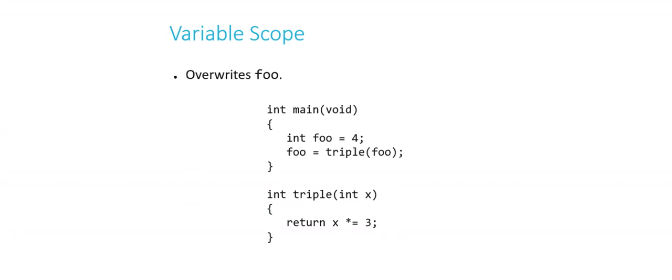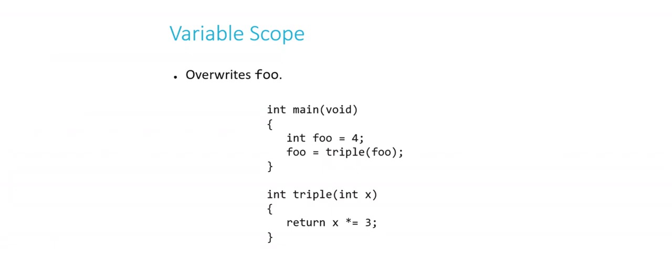Here, though, a very subtle difference, this does have the effect we want. Do you see why? We're overwriting foo in main this time. So int foo equals 4, foo equals triple foo. When we make that call, triple gets its own copy of foo, its own copy of 4.